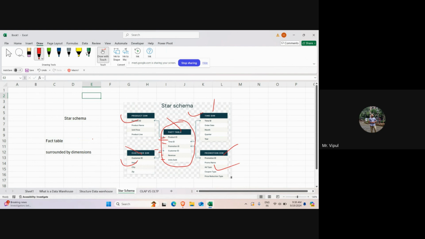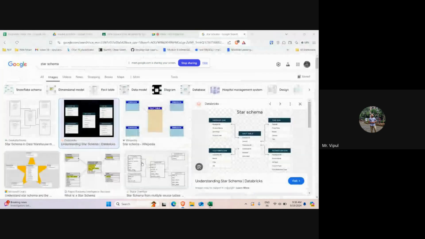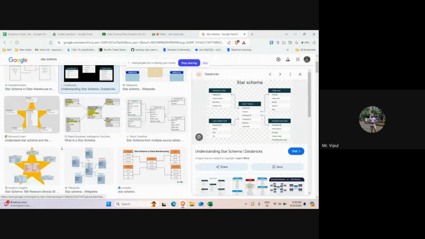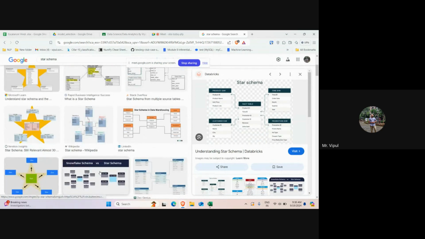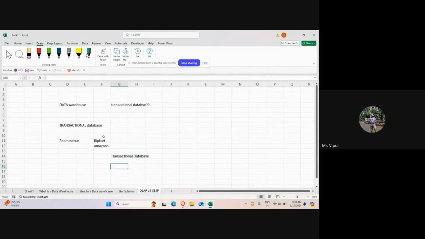Right. So why is it called a star schema? Because it is constructed in such a way that it looks like a star. That's why it is called a star schema. It is not that important, but you should know that you design your fact and dimension tables in such a way that your fact table is always in the center, and the dimensions are surrounded by it.